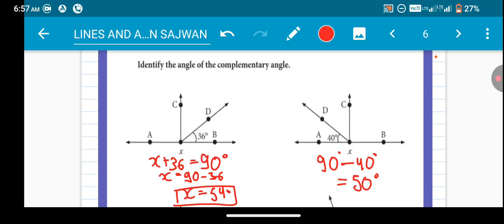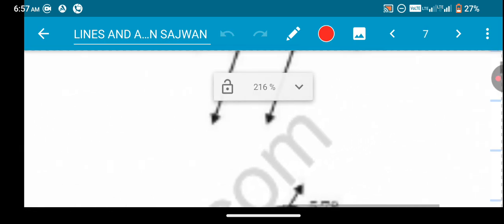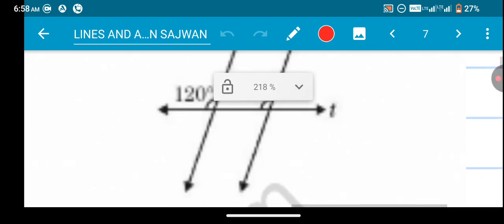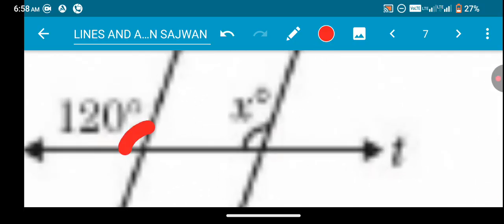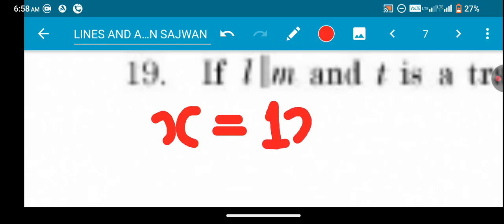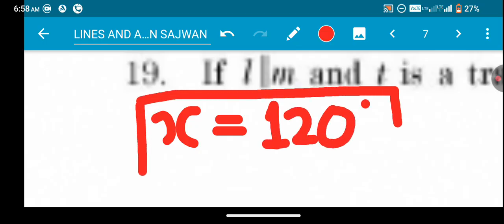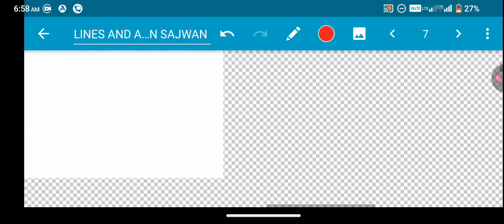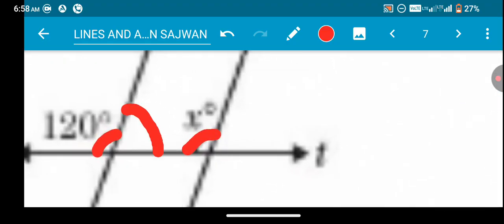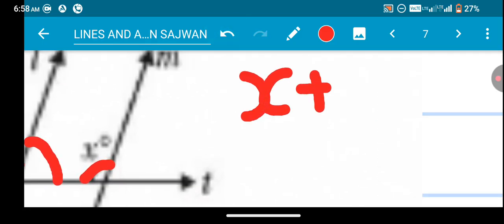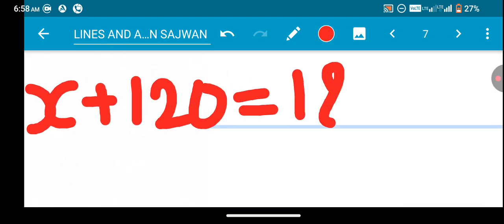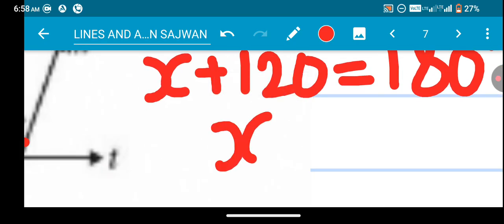I will tell you about the trick. Now we have to find x. There are two properties coming here. One, these are corresponding angles. Angles are the same. X is equal to 120 degree. However, we can also solve this like this. Then linear pair: x plus 120 will be equal to 180 degree. X will be equal to 60 degree.